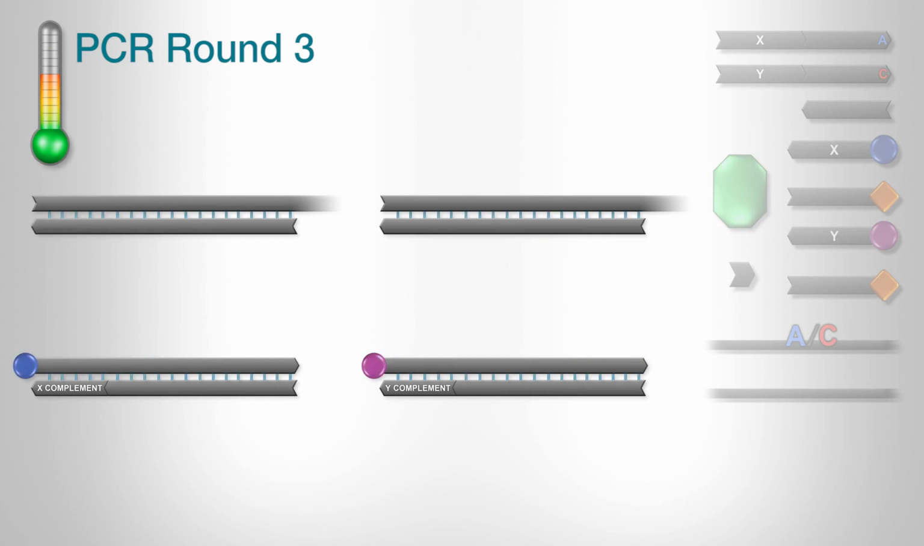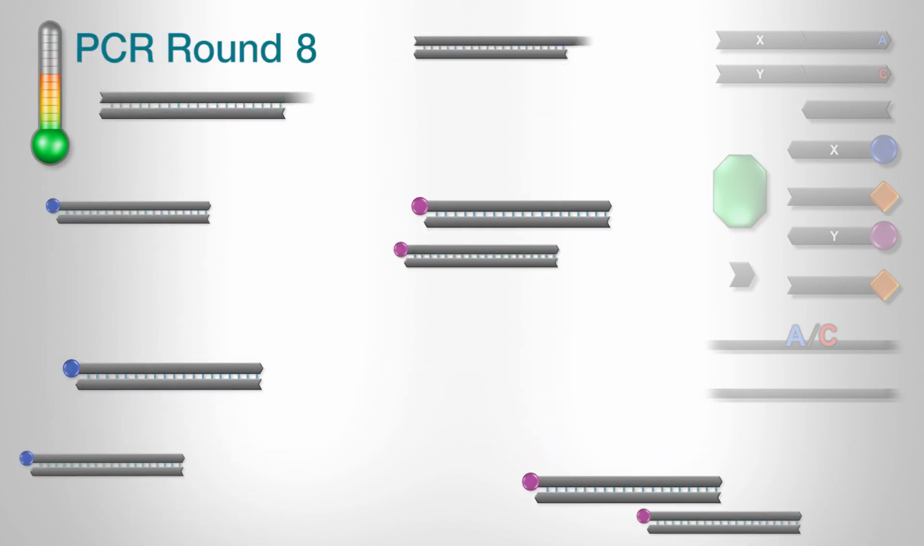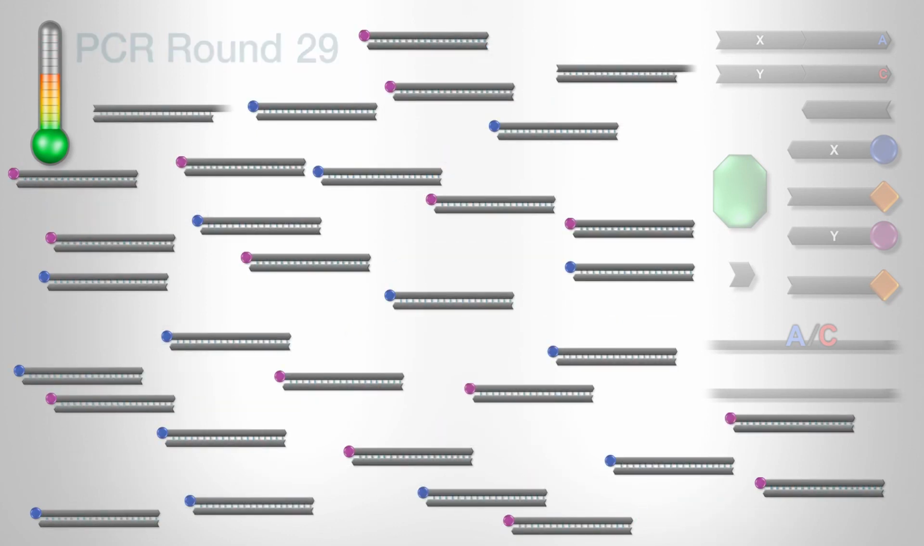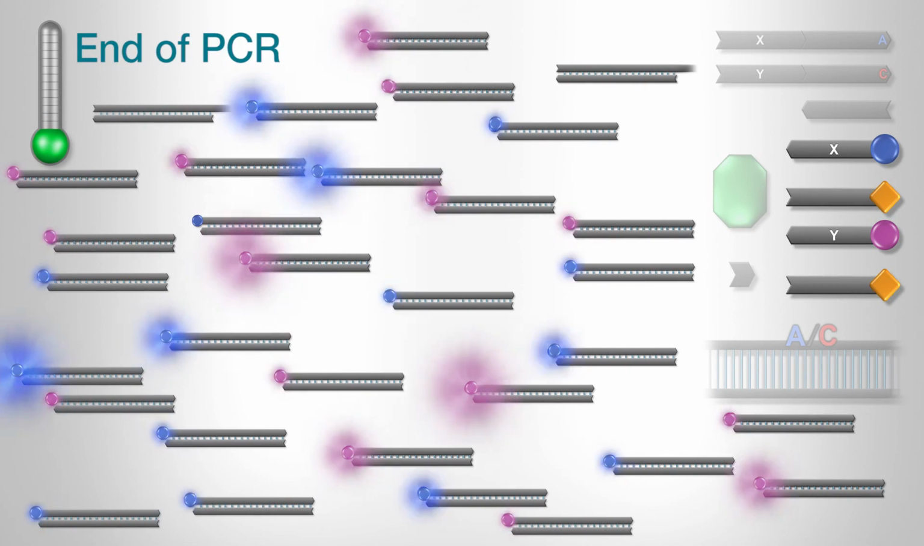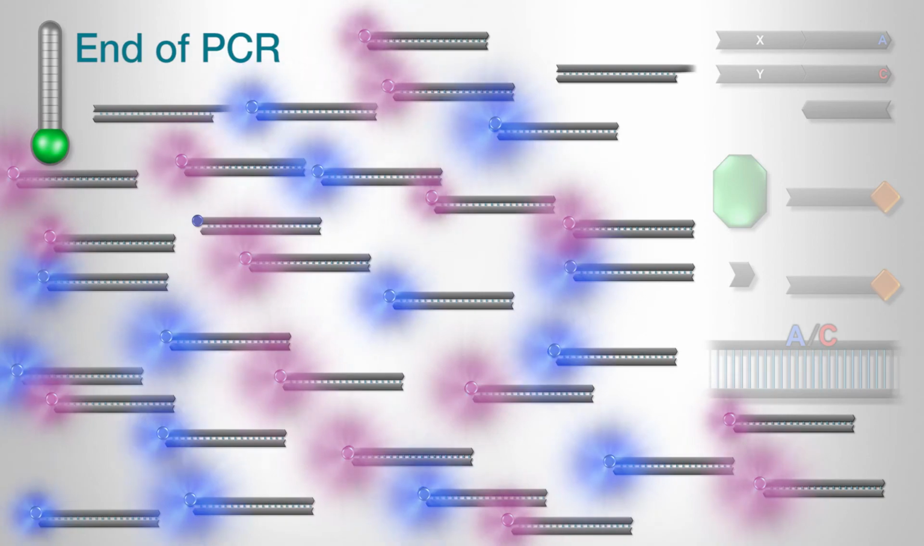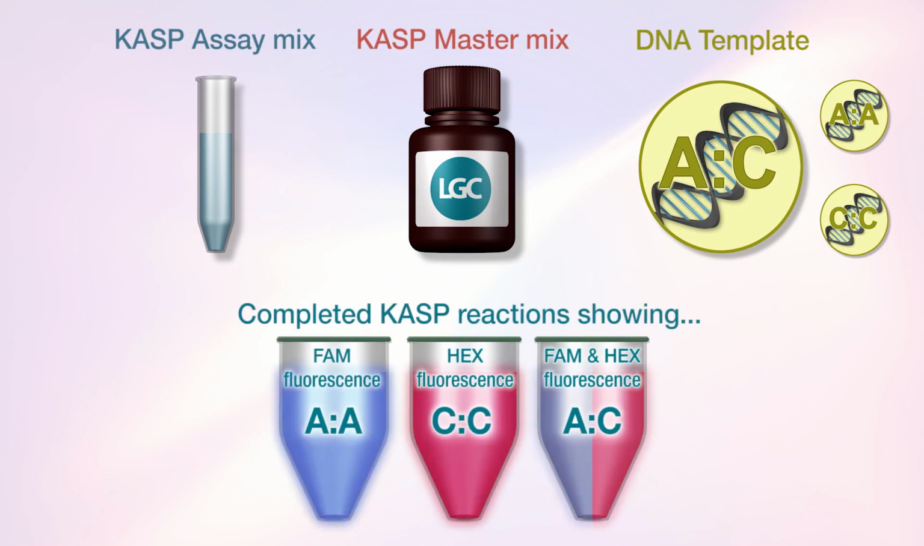In this heterozygous example, the presence of both A and C alleles has resulted in both the FAM and HEX labelled oligos being incorporated into the PCR product. Both fluorophores are no longer quenched and both will therefore emit fluorescence. The fluorescence from the completed reaction is now measured, and this completes the KASP genotyping reaction for this DNA sample.